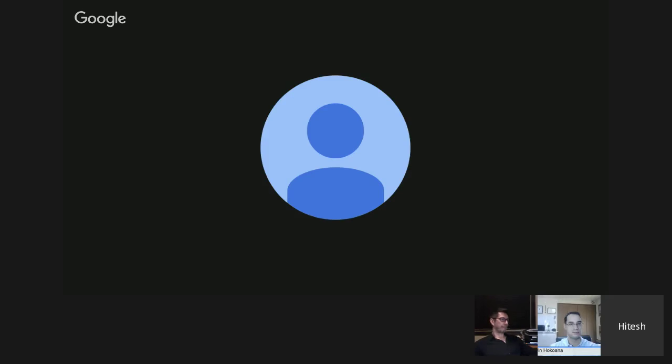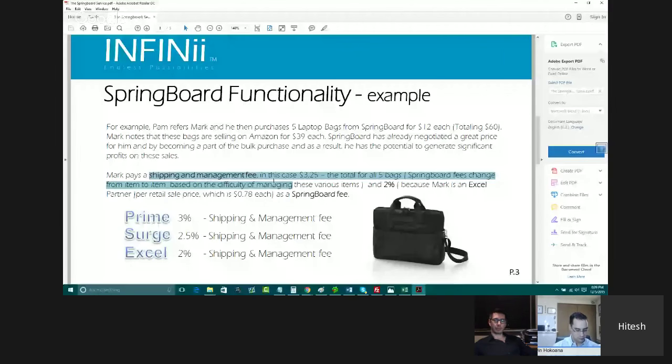So let's give you a quick example and how this works. So let's say you have Mark. He's a guy who purchases 5 laptop bags from SpringBoard. They cost $12 each, and they are selling on Amazon for $39 each. Okay. Now, since we have negotiated a good price, he's able to come in and he's able to purchase this product from us. He pays a shipping and management fee. In this case, all 5 combined cost him $3.25 for our management costs of the warehouse and so on.